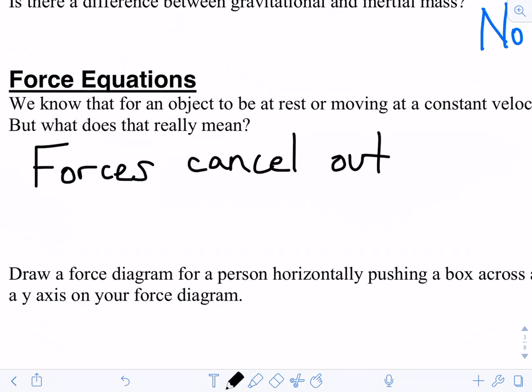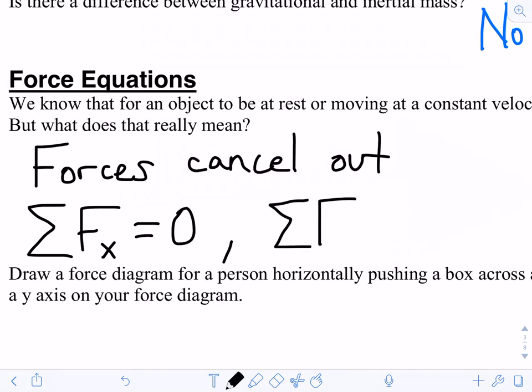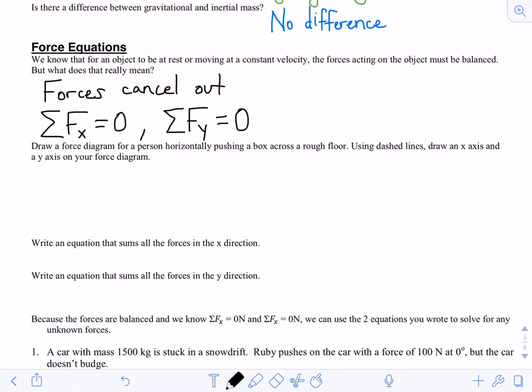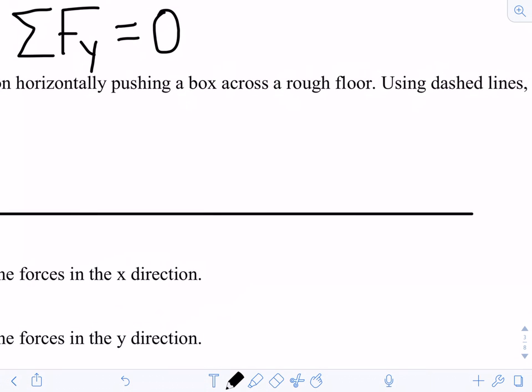And we can write that mathematically by writing that the sum of forces in the x direction has to be 0. Okay, that Greek letter sigma means sum of, okay, and we need to have the sum of our forces in the y direction be 0 as well. Okay, that's what it means for forces to cancel out. It's what it means for forces to balance. So if we want to look at an example of that, we'll just do a real simple example. We'll do somebody who's pushing a box across a rough floor.